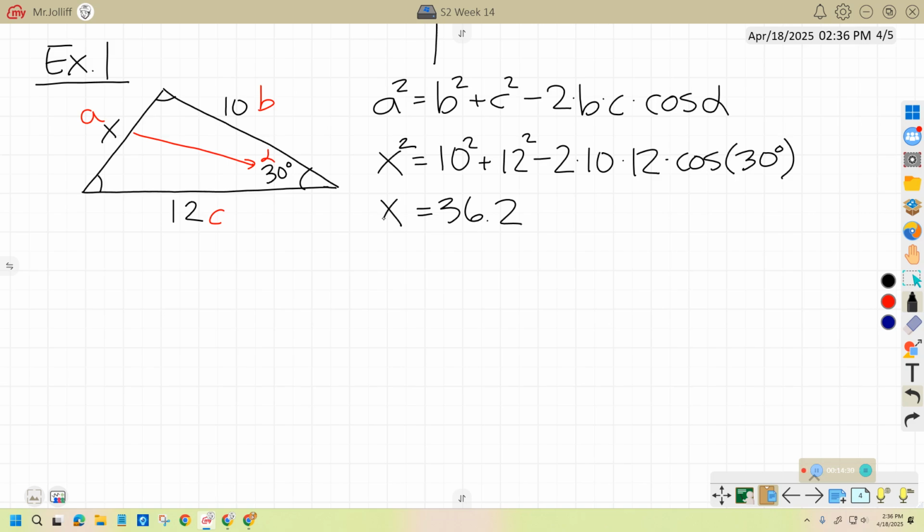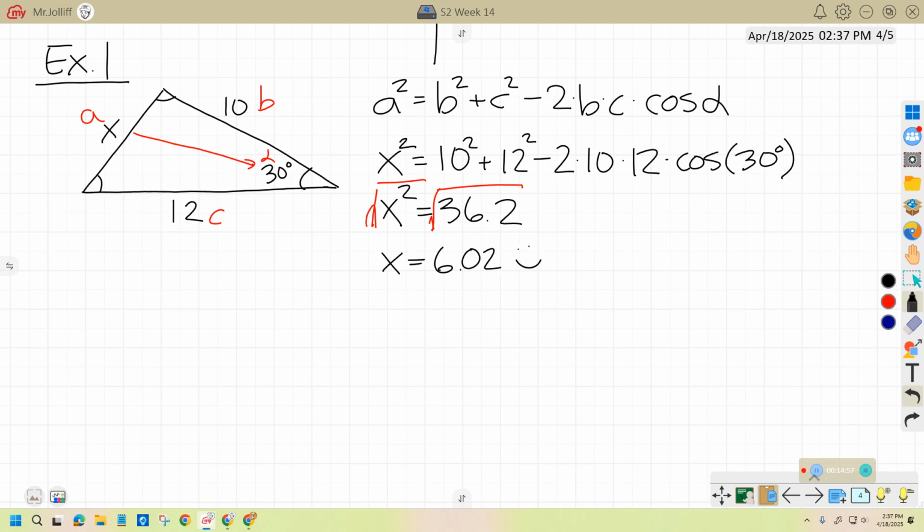This is x squared, not x. I want x. How do I undo the square? Square root. Happy face. And I know 36 is a perfect square of 6, so x is going to be 6 point something. 36.2, 6.02, so about 6, yeah.